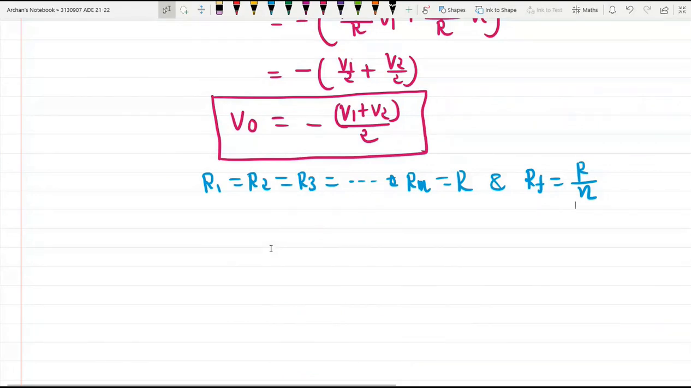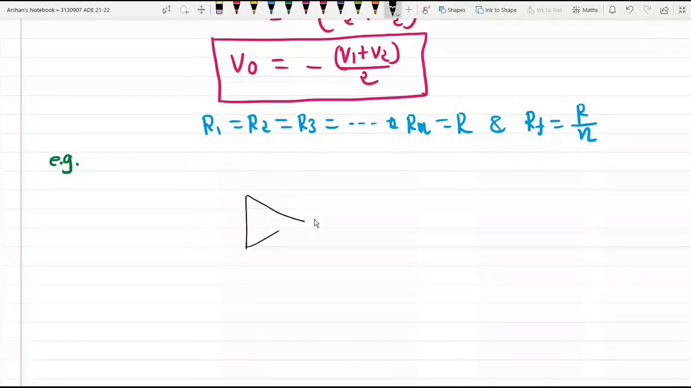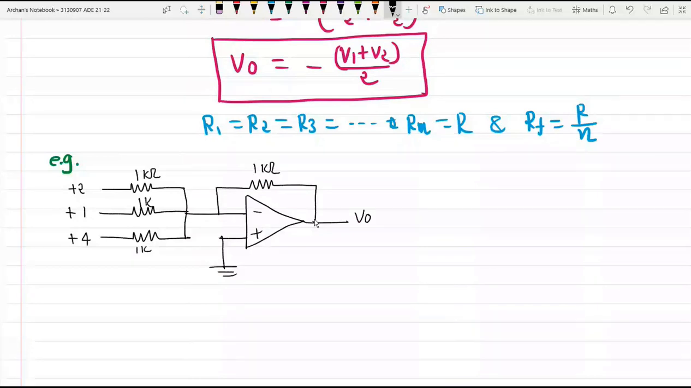Now let us try to understand this with the help of some example. We will try to solve some basic examples. I have been given one circuit. The non-inverting terminal is grounded and to the inverting terminal a total of 3 different voltage sources are connected: plus 2 volt, plus 1 volt, plus 4 volt. Resistances are 1 kilo ohm each, and the feedback resistance also has a value of 1 kilo ohm. I am getting some output voltage V0 over here. What you need to do is try to find the output voltage V0.